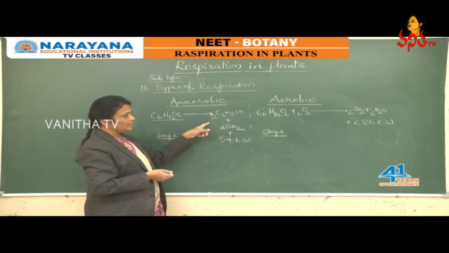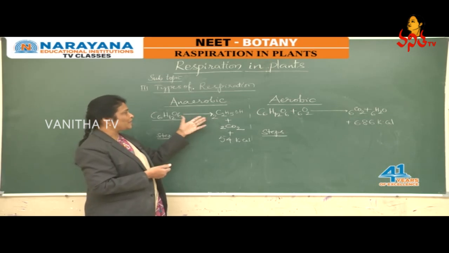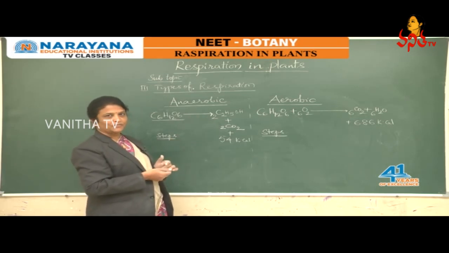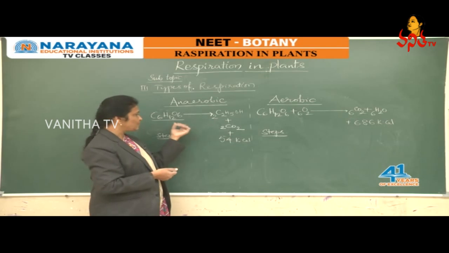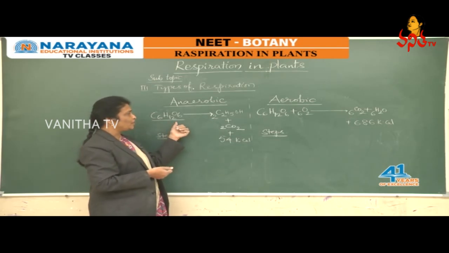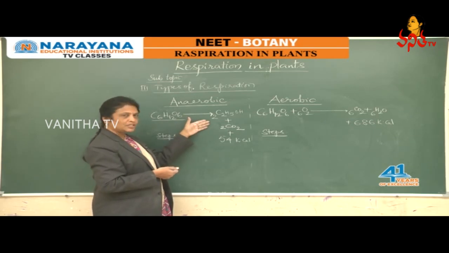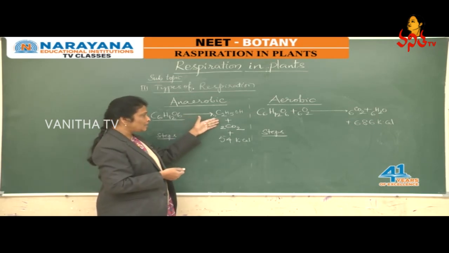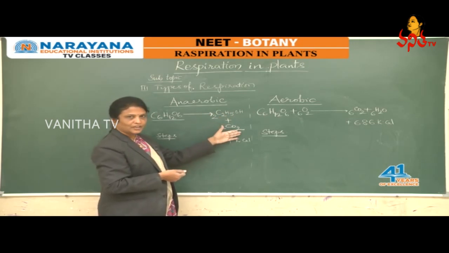So we consider here ethyl alcohol, but it may not always be ethyl alcohol; it may be lactic acid, acetic acid, etc., or other products which are the end products of anaerobic respiration. But majority and popularly, we follow anaerobic respiration with this equation: carbohydrate undergoes anaerobic breakdown in the absence of oxygen, undergoes partial oxidation, and here 2 molecules of ethyl alcohol and 2 molecules of carbon dioxide evolved.